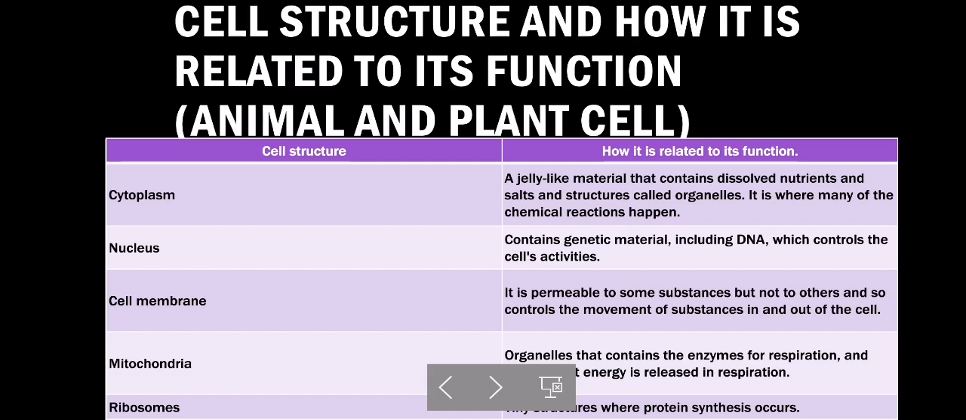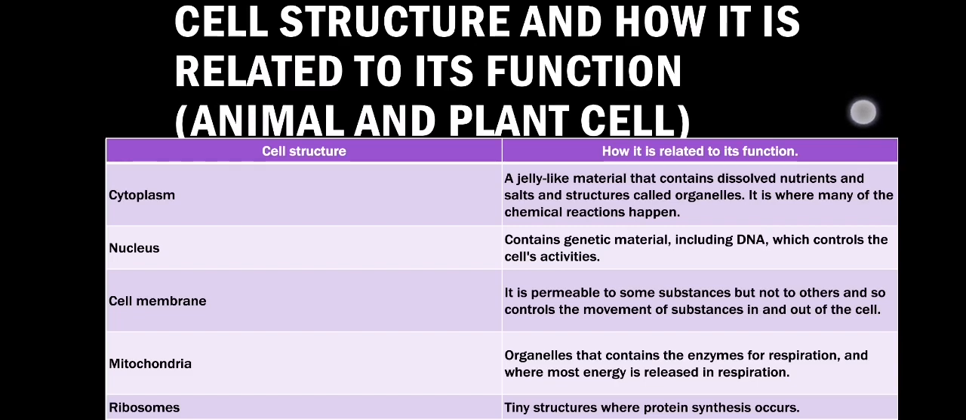Now, cell structure and how it is related to its function. This is for both animal and plant cells. They both have cytoplasm, nucleus, cell membrane, mitochondria, and ribosomes. So what is cytoplasm? Cytoplasm is a jelly-like material that contains dissolved nutrients and salts, and the structures you can remember are called organelles. It is where many of the chemical reactions happen.